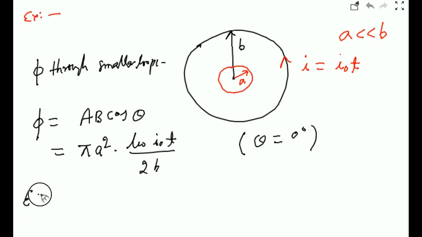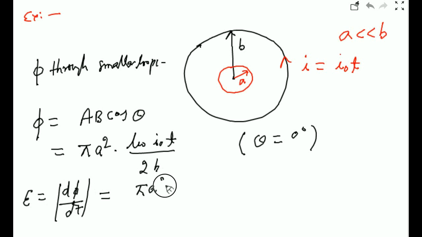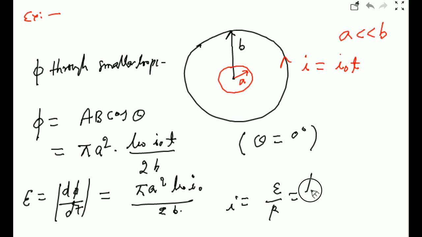So what about the EMF? EMF will be mod of d phi by dt. I am taking the mod here because we always find the direction of current by using Lenz's law. So d phi by dt is pi A square mu naught I naught by 2B. The current will be E by R, that is mu naught pi A square I naught by 2BR.